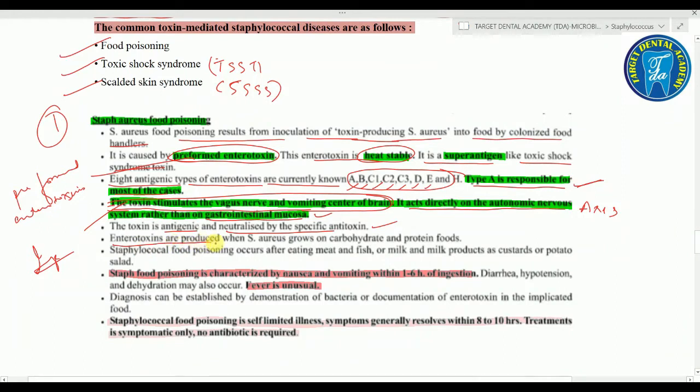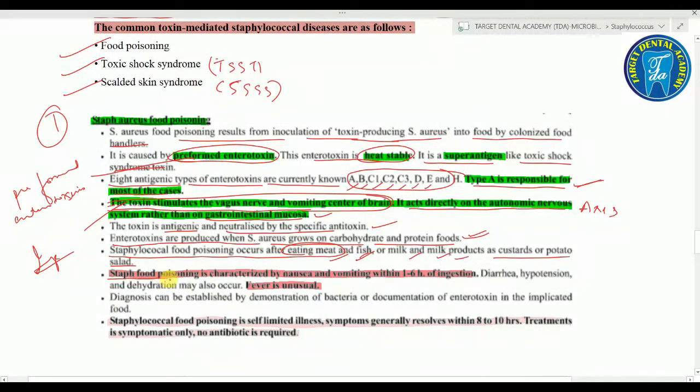The enterotoxins are produced by Staphylococcus aureus, which grows on carbohydrate, milk and protein foods. Staphylococcal food poisoning occurs after eating meat, milk, fish or milk products such as custards or potato salad.